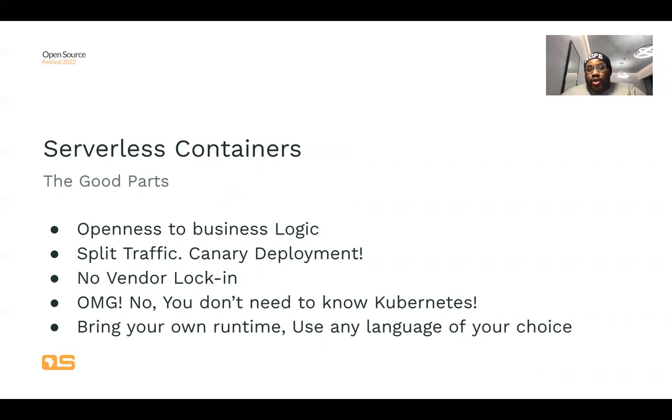There is no vendor lock-in, meaning if you're running it on Google Cloud today, you can move it to Microsoft Azure or AWS, or any of your favorite cloud providers, or whichever one your company uses at the time of this recording. And yes, you don't have to know Kubernetes. It's crazy, because containers came out from Docker, and everybody's talking about Kubernetes, and all that is managed behind the scenes. So if you're a developer, you don't have to worry about Kubernetes.